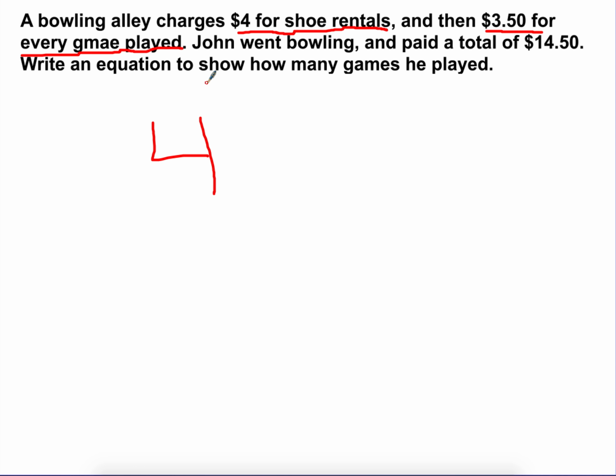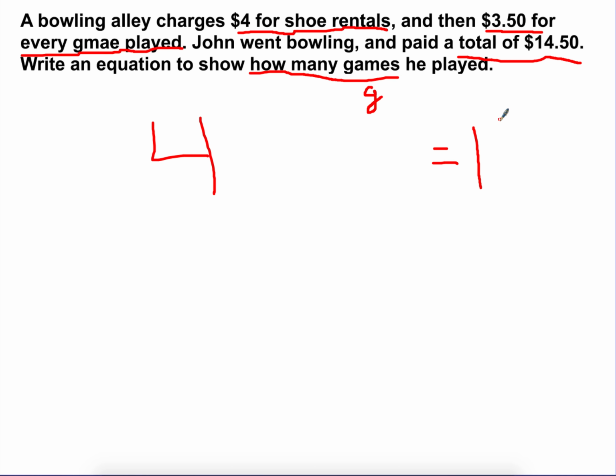Do we know how many games he played? Write an equation to show how many games. I don't know how many games, so that's going to be my variable. And because we're talking about games, I'm just going to use G. And then he's paid a total of $14.50. So there's my total. What I know I can do from here is I know it's a $4 upfront fee, and we're going to add the total cost to get to $14.50. I know that's how much I paid total.